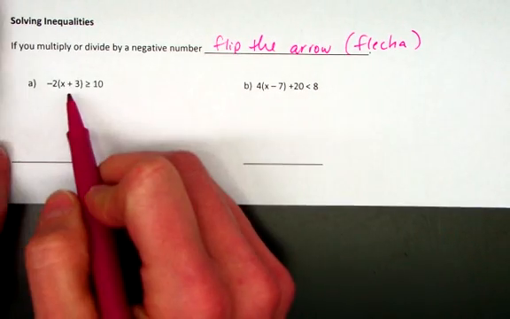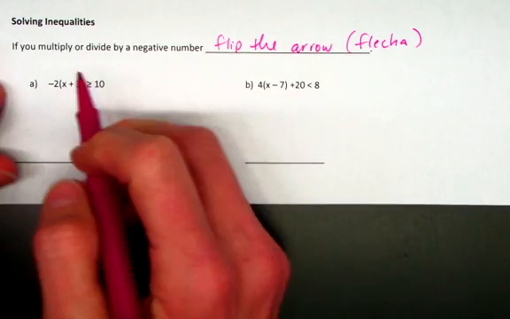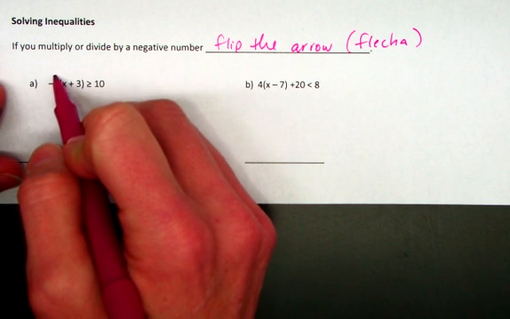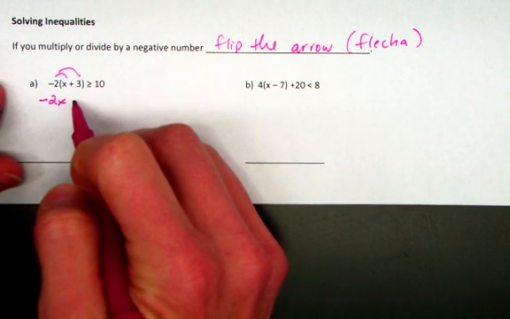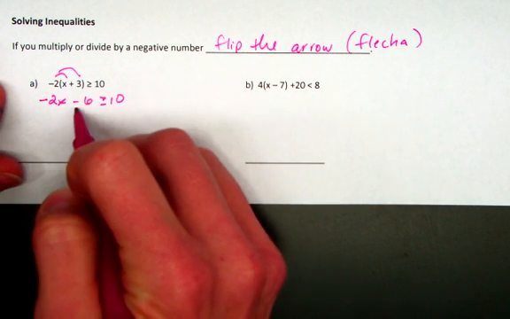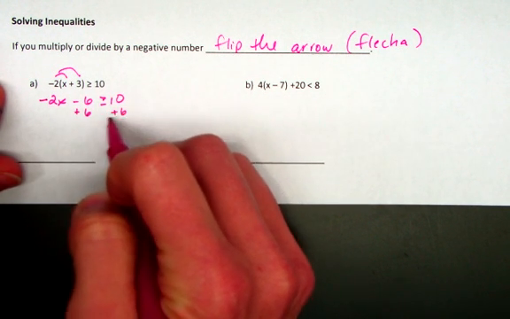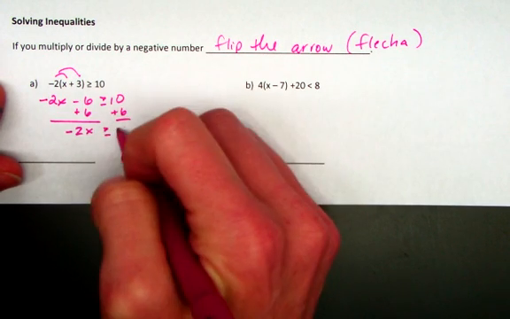All right, so if we're looking at this, there's a couple different ways to solve. I think for most of you, you're probably going to want to distribute. So we'll go ahead and solve this way first. We have negative 2x minus 6 is greater than or equal to 10. We're going to add 6 to both sides. So we get negative 2x is greater than or equal to 16.